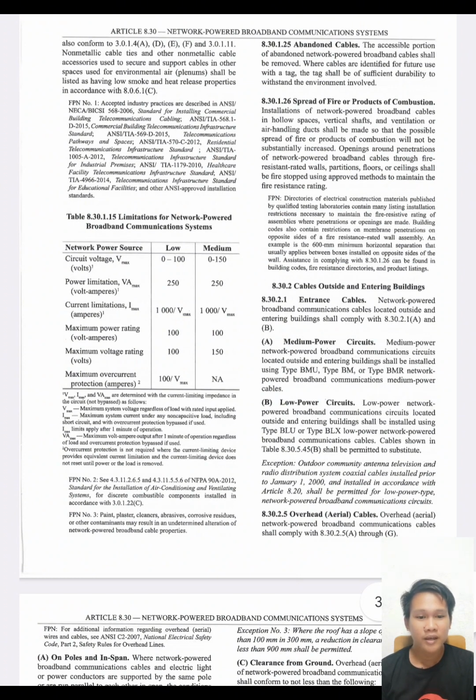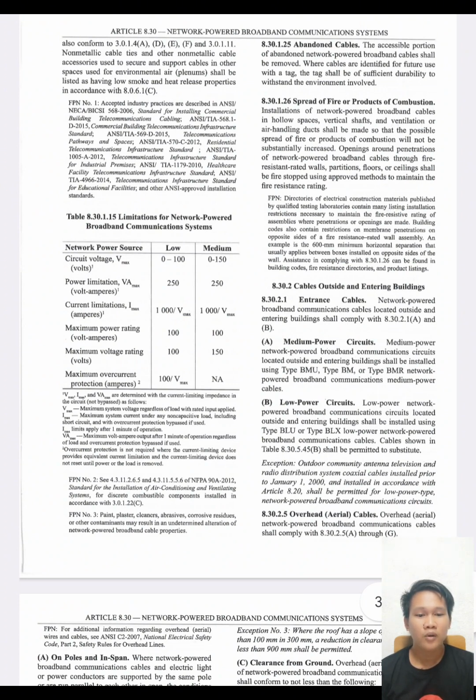So next we have 8.30.2 Cables outside and entering buildings. 8.30.2.1 Entrance cables. Network-powered broadband communication cable located outside an entering building shall comply with 8.30.2.1a and b. First, we have A, Medium power circuits. Medium power network-powered broadband communication circuits located outside an entering building shall be installed using Type BMU, Type BM, or Type BMR network-powered broadband communication medium power cables.